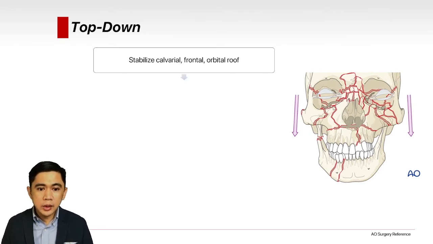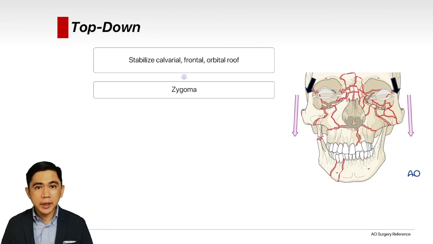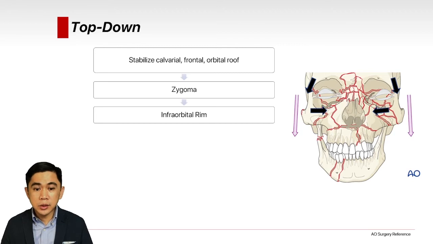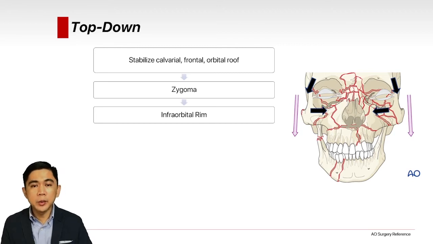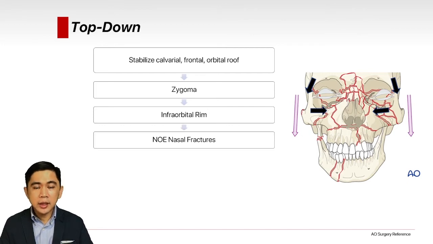Then, one should reestablish the lateral partition, which is the zygoma, followed by the orbital rims, because this should establish the correct facial width. With the width reestablished, repair of the upper central midface should follow. Any naso-orbito-ethmoidal and nasal fractures are ready to be repaired at this point.